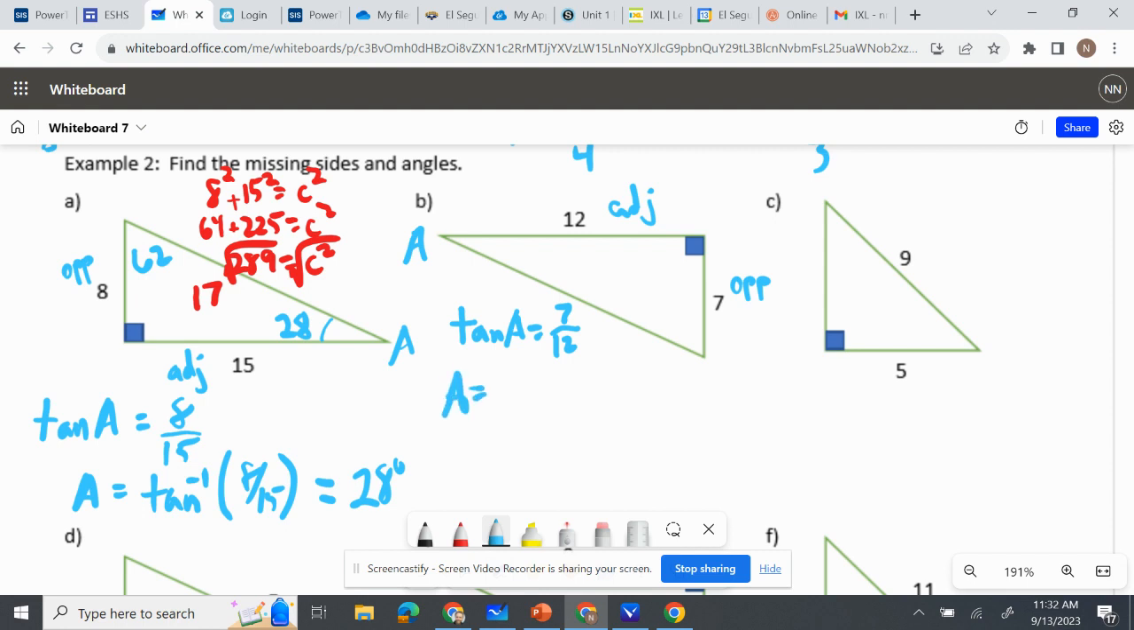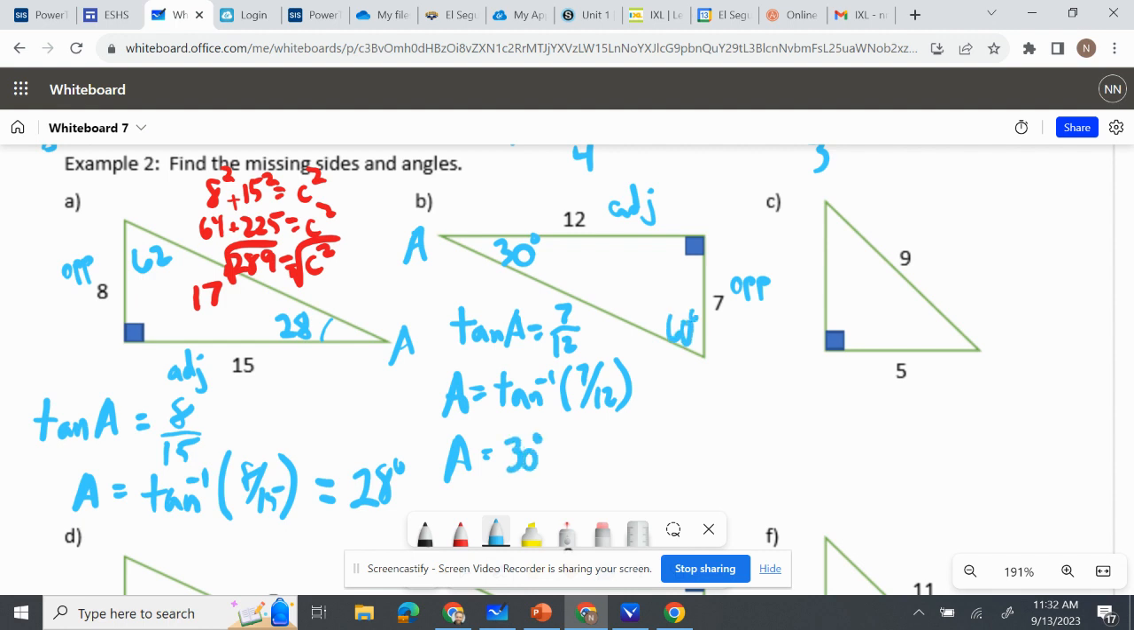So in my calculator, I'm hitting the inverse button of tangent, and then I divide the 7 and 12. And what that does is it gives me 30 degrees. I'm rounding it to the nearest degree. So it's close to 30. It's not exactly 30.